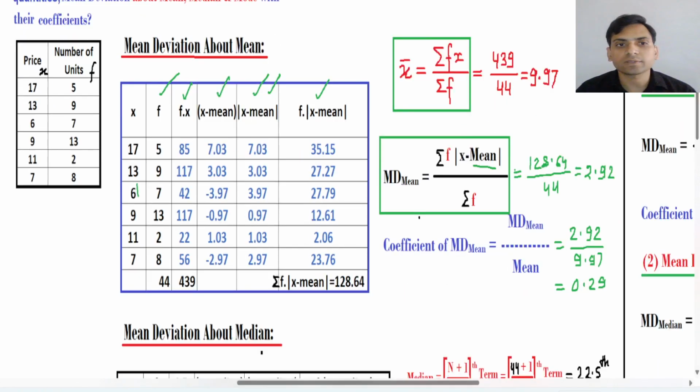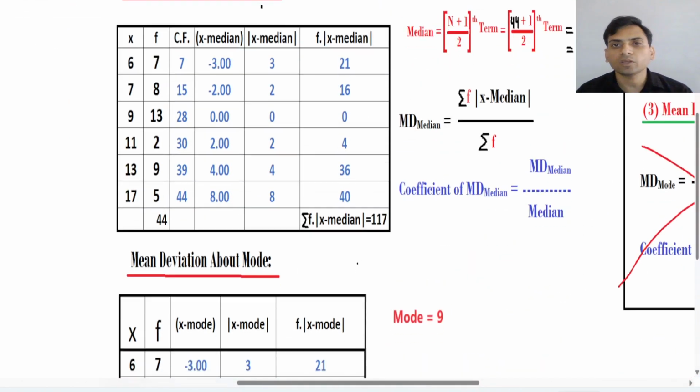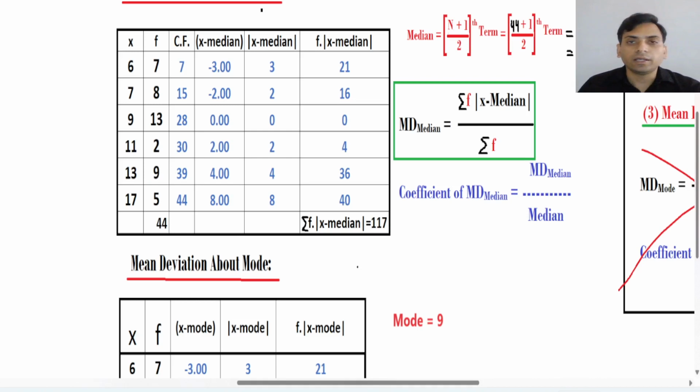Next case, mean deviation about median. Simply the mean is replaced by median in the formula. Now this is the formula of mean deviation about median. The first task is to find the median. The formula for median is this. I have already explained this concept of median in my median lecture, and I will share a link in the description box of this median lecture. The median for this data is 9.